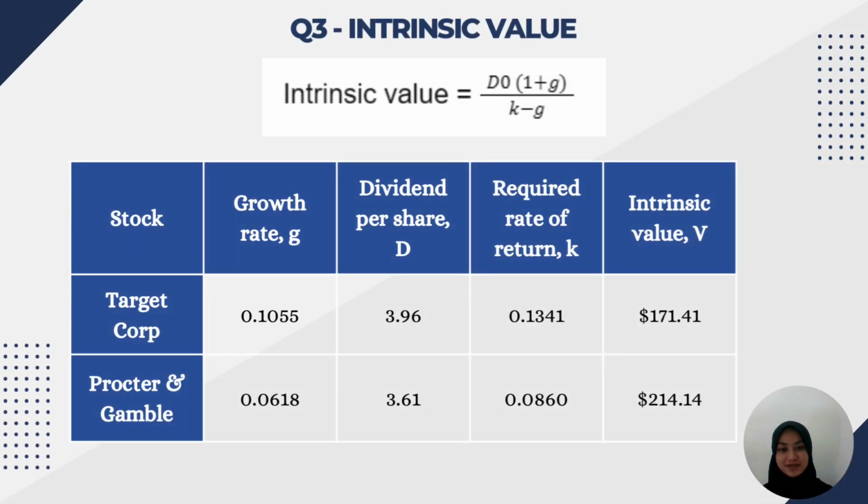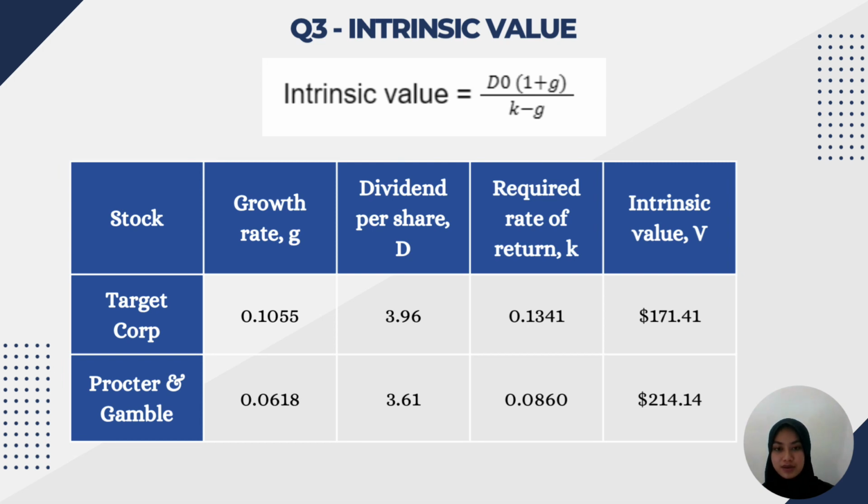So this is how we calculate the intrinsic value for both stocks, which are Target Corporation and Procter & Gamble. As for the growth rate for Target Corporation, we got 0.1055. The dividend per share, we got 3.69%. The required rate of return, we got 0.1341. And by using the formula, we got the intrinsic value for Target Corporation is $171.41.